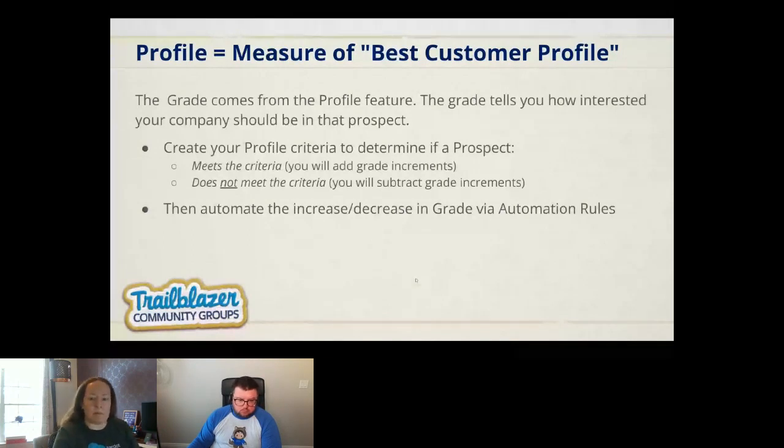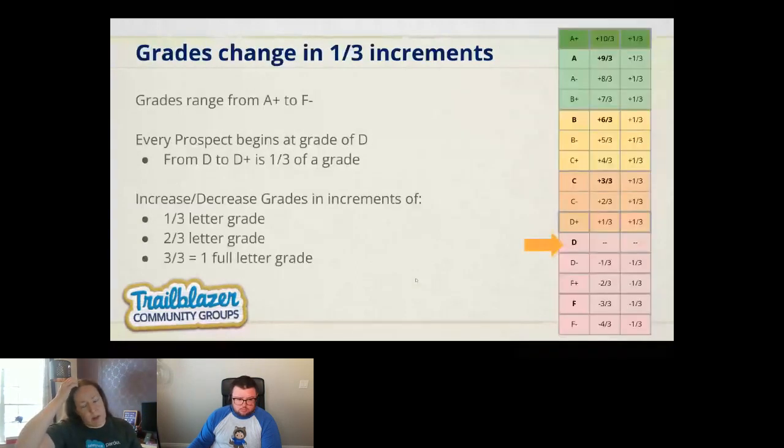So you're going to create a profile of your best potential customer, and then you're going to use automation rules to automate increasing and decreasing the grade via automation rules. So making a profile is one thing until you actually automate it with automation rules. It doesn't do much for you. And grade, like I said, it trips up a lot of people, and a lot of people don't use it because it is confusing.